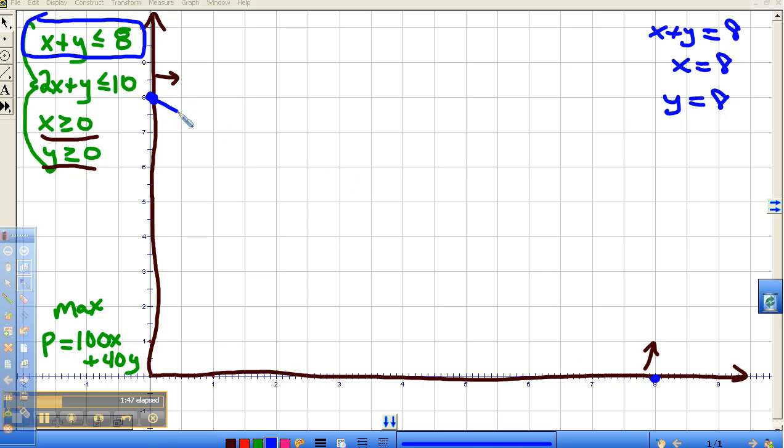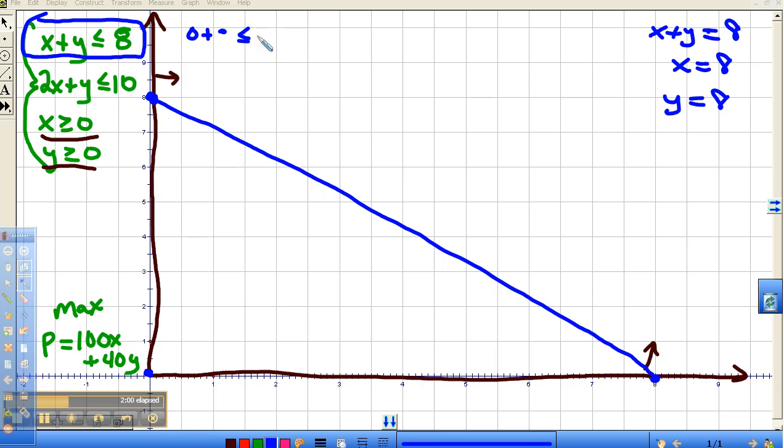something like that. Plugging in 0, 0 as a test point, we find out that 0 plus 0 is less than or equal to 8. That is in fact true. 0, 0 must be part of our solution. So we are now headed in this direction.